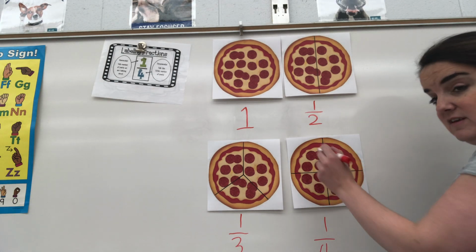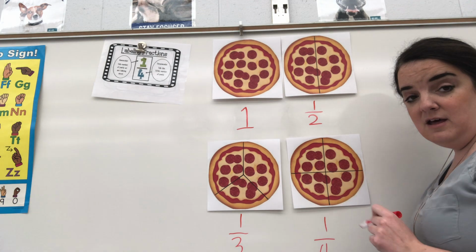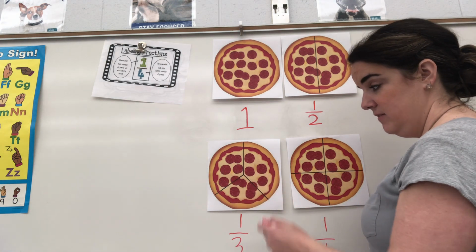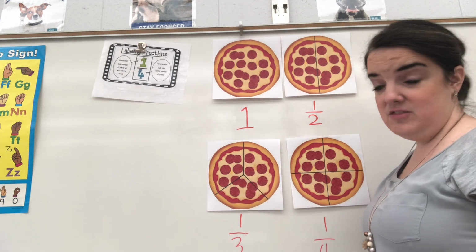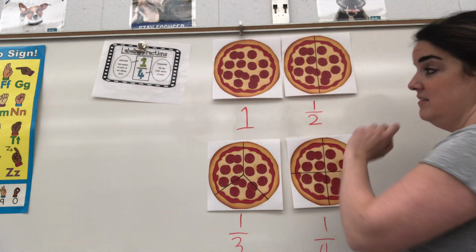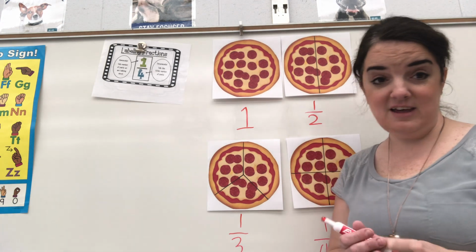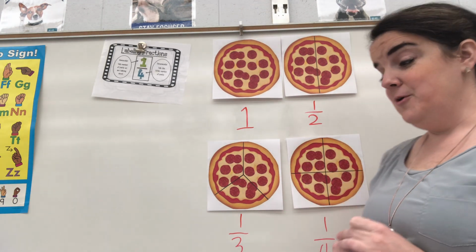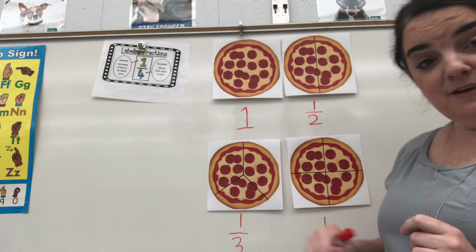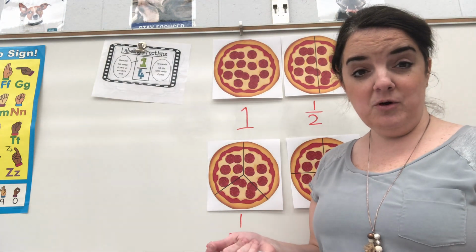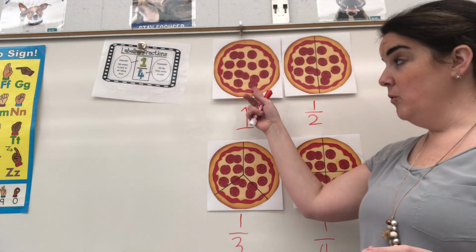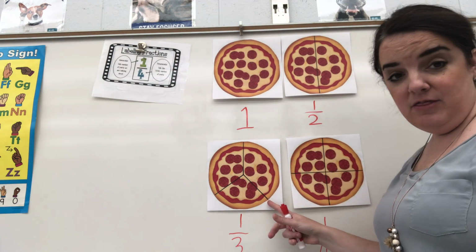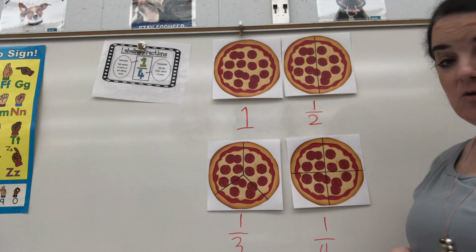Because each of these pieces is 1 out of 4, 1/4. This one is 1 out of 3, so each of these pieces is 1/3. And each of these pieces is 1/2. And this one is not cut into anything, so it's 1 whole. All right? So that's kind of an explanation a little bit more into fractions. So we have 1 whole, 1/2, 1/3, and 1/4.